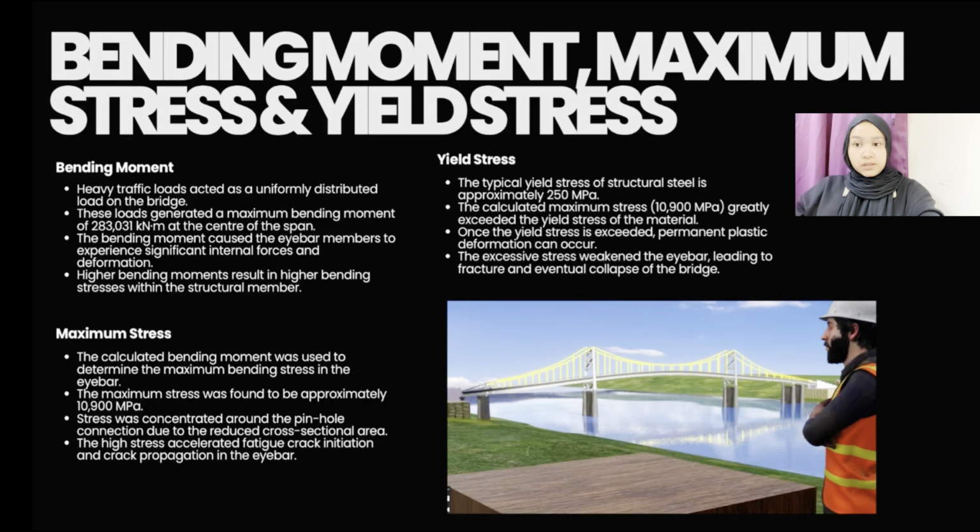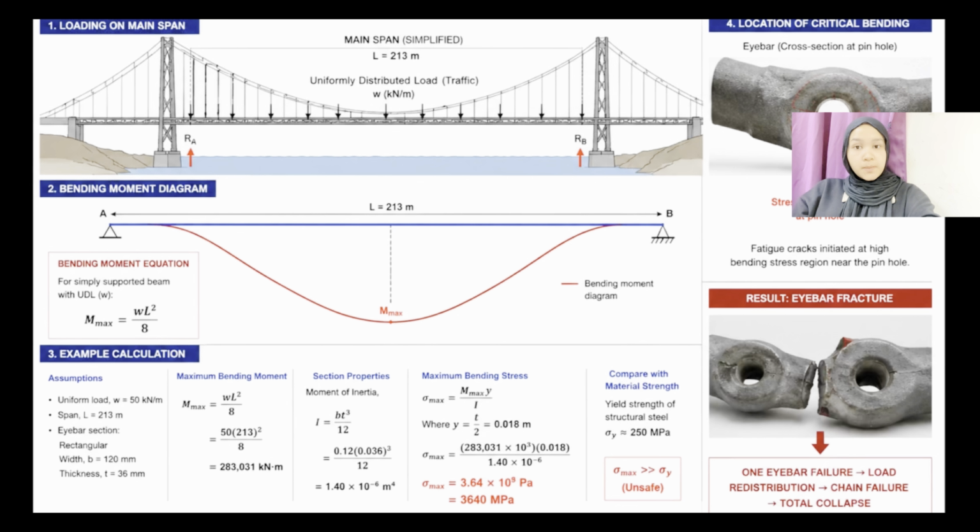The maximum bending moment occurs at the center or midspan of the bridge. This is because the center experiences the greatest bending effect under a uniformly distributed load. After obtaining the maximum bending moment, we can calculate the maximum bending stress experienced by the eye-bar.